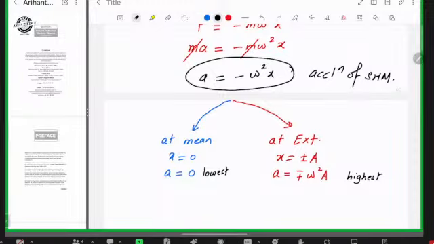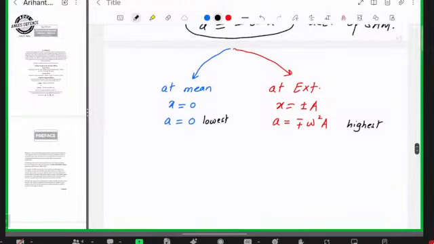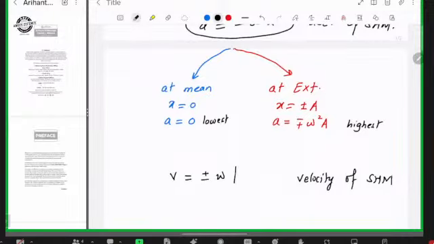So where is the acceleration maximum? At the extreme positions. Now similarly we can solve the above equation as a differential equation to get the formula for the speed or velocity of SHM. Can you remember what is the velocity of SHM? V is equal to plus minus omega under root a square minus x square. Do you remember this equation?